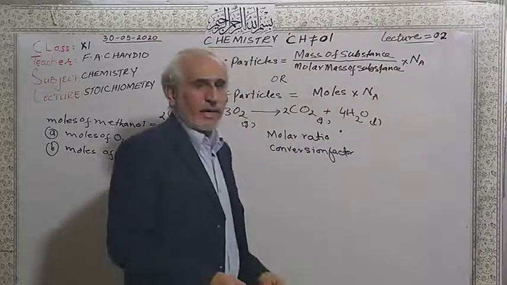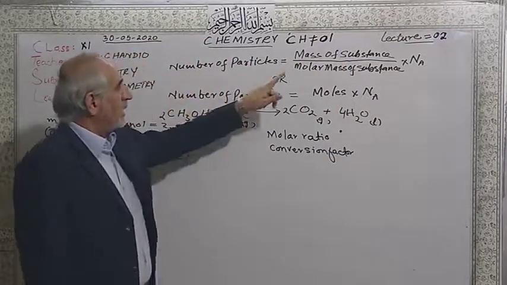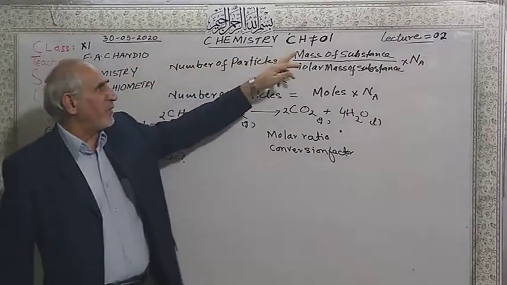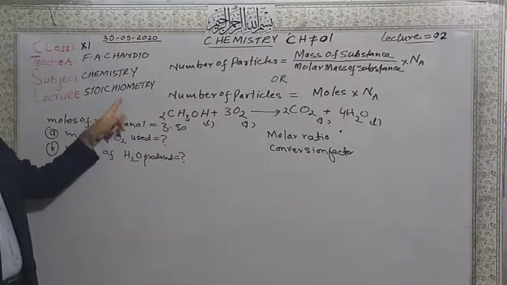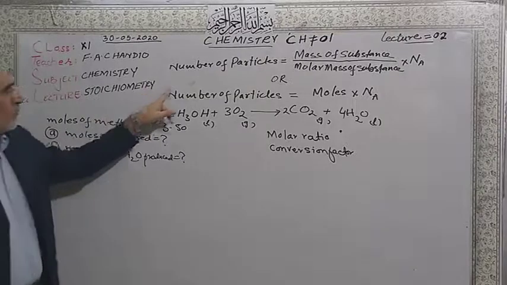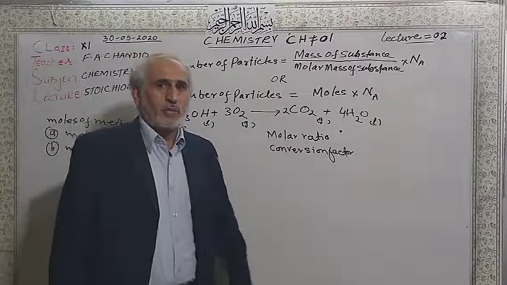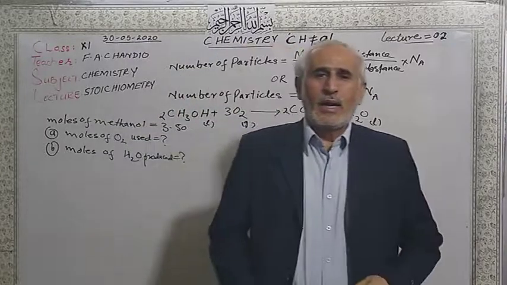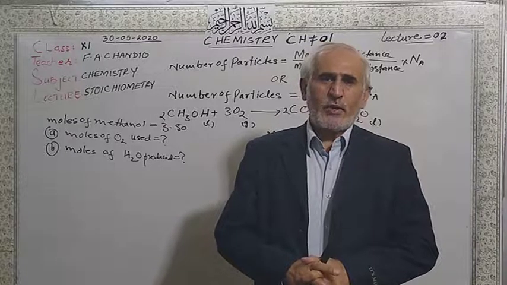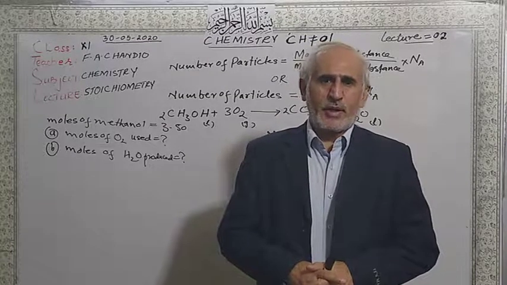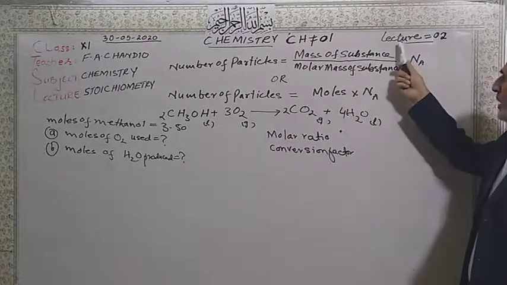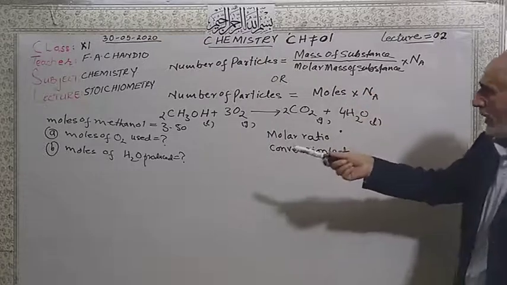So, dear students, in the previous lecture number 1, we started the chemistry chapter number 1, stoichiometry, and we discussed the moles and number of particles, how we calculate number of moles and how we calculate number of particles. So this is now lecture number 2, continuation of chapter number 1, same topic.